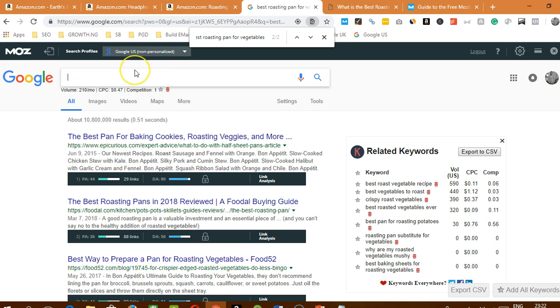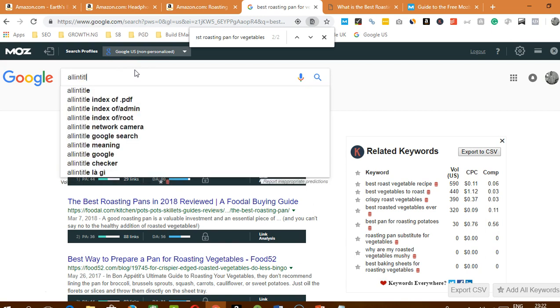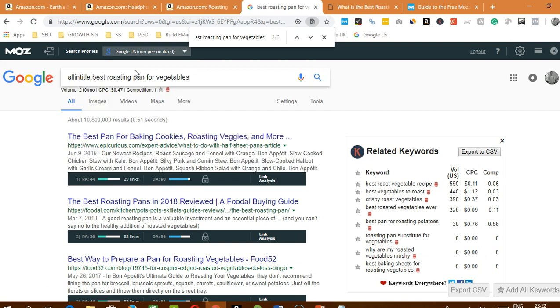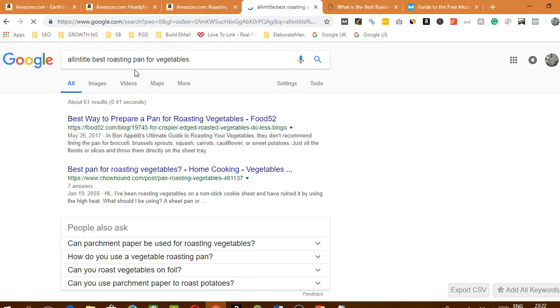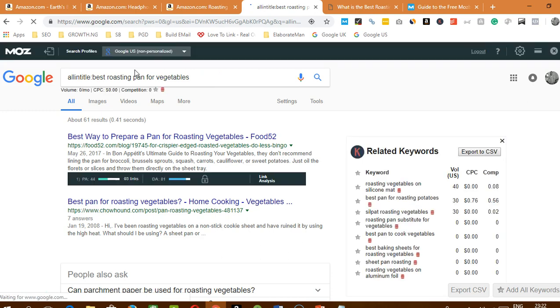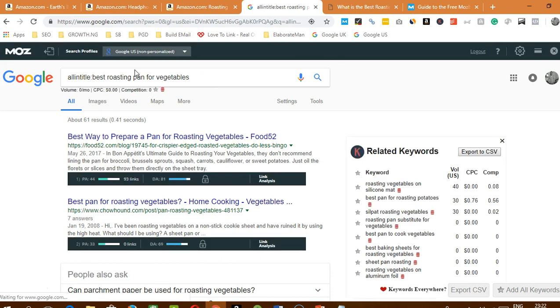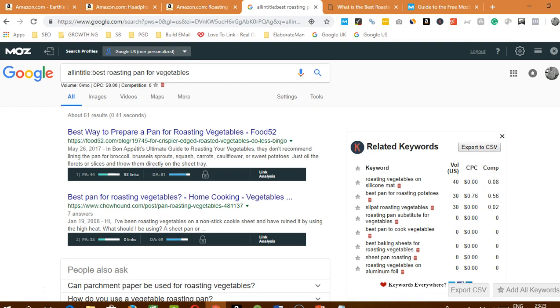What you will do is this: there is a search query called allintitle. So you come into search, you type allintitle, colon, your keyword, and search. What this search query does is it will filter out all the pages on the web that have this particular keyword in their title. Now there are just 61 pages that have this particular keyword in their title, and if you take note of these pages, they are not targeting best roasting pan for vegetable. See, this one is about best ways to prepare a pan for roasting vegetable. It is not recommending products, it's just telling people how to prepare the pan for vegetable.